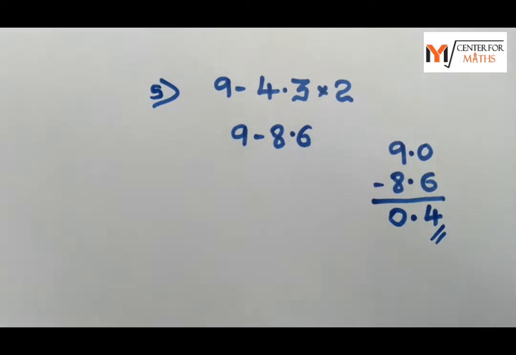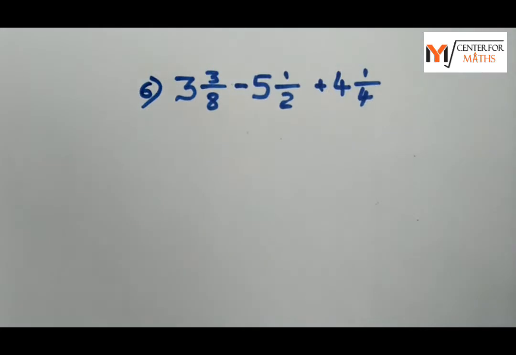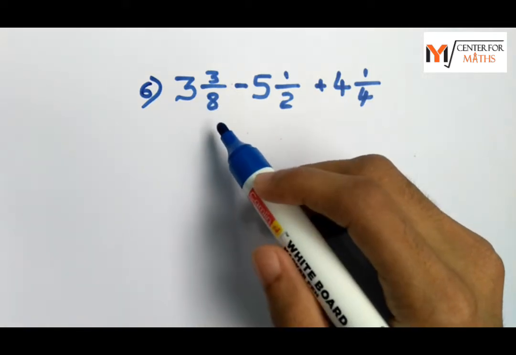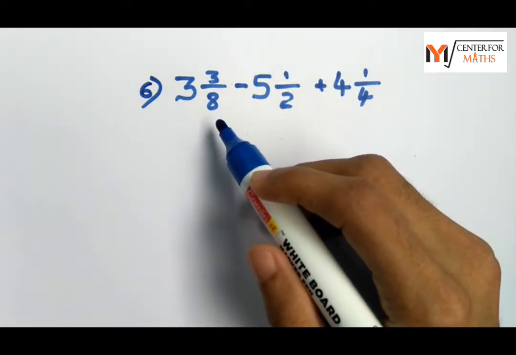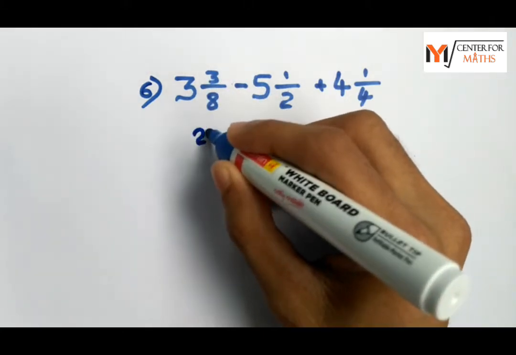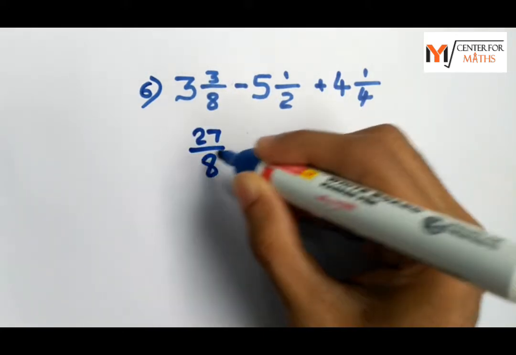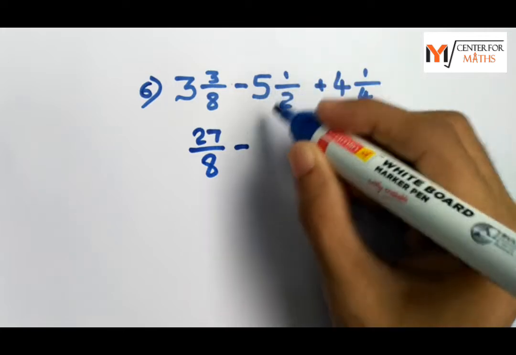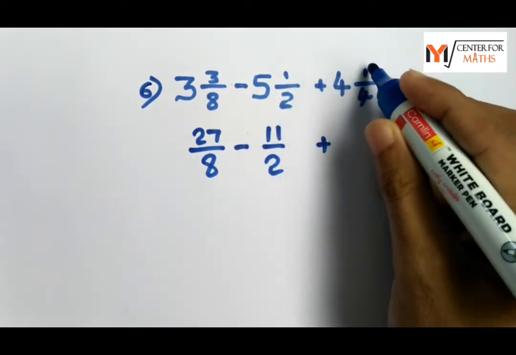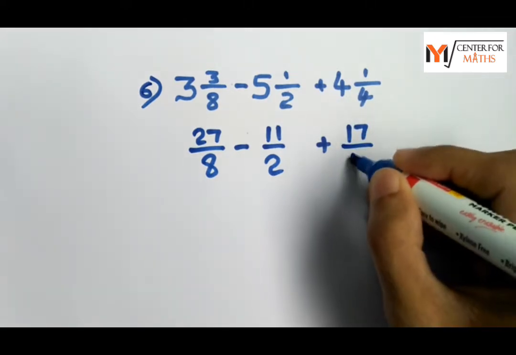Moving to the sixth question. This time they have given a small fraction. Okay, so how to simplify this? You can see they have given the terms as mixed numbers. So first of all we have to convert them into improper fractions. 8 3s are 24, 24 plus 3 is 27. That is how we have to convert them. And minus, 2 5s are 10, 10 plus 1, 11 over 2. And plus, 4 4s are 16, 16 plus 1, 17 over 4.